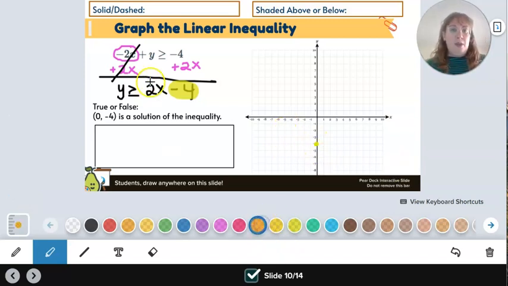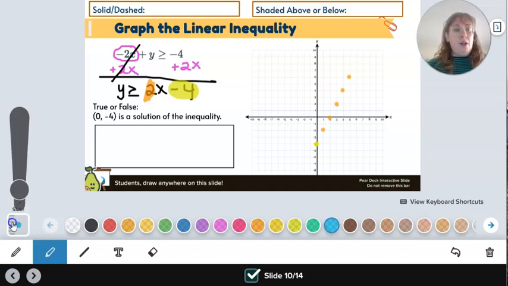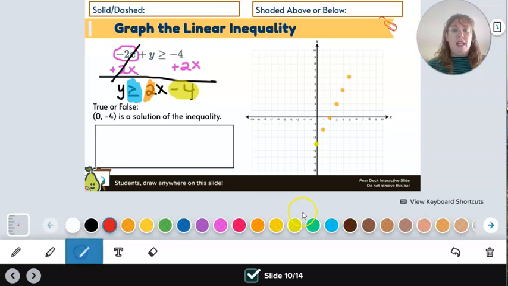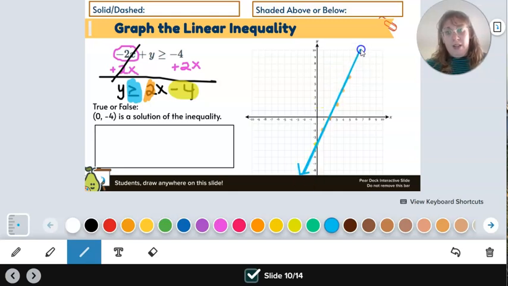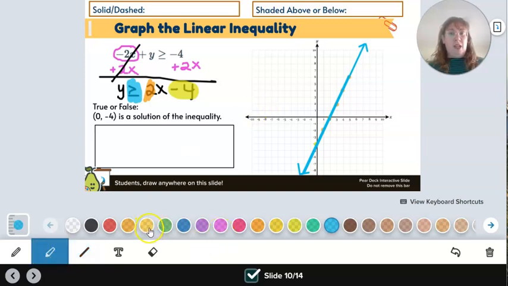And then our slope is 2, which we can think of as 2 over 1. So we're going up 2 over 1, up 2 over 1. And we can make as many points as feels good to be able to create that line. Our symbol is greater than or equal to. So because it has the or equal to part, it is going to be a solid line. So you can make that line nice and solid, like so. And it's greater than, so we're going to shade above.